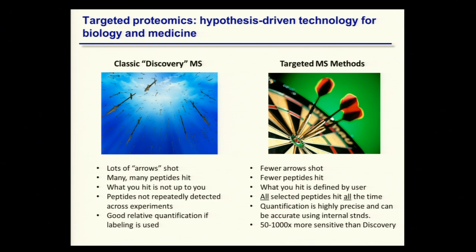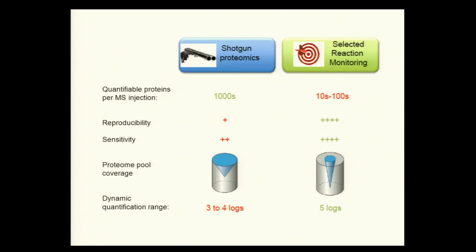This is where you will use targeted mass spectrometry to look at fewer peptides or proteins, but try to detect and quantify them each and every time. And here, those peptides and proteins will be defined by the user beforehand. And the quantitation can be highly precise if internal standards are being used. And this is a more sensitive approach than discovery proteomics.